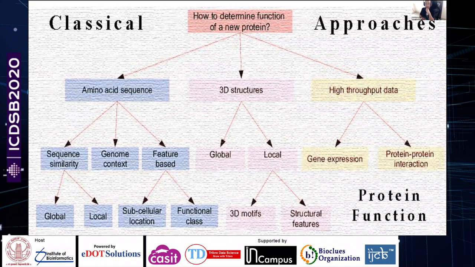And you can get subcellular locations, functional class, and so on, which allow you to understand what's going on with the protein. Similarly, if you have 3D structures, you'll again have global and local matching, and then you would have a 3D motif, or you can also leverage structural features to train your algorithm and come to some inference. If you have high throughput data, then gene expression or protein-protein interaction information can allow you to gather new insights into the functionality of the protein.